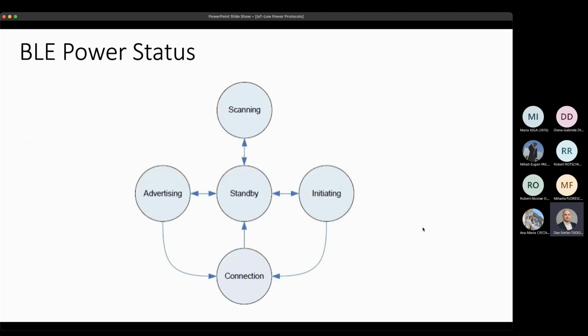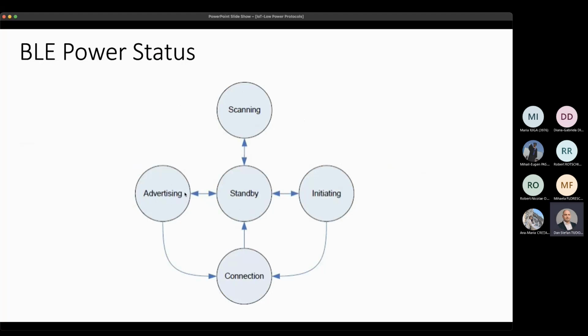There are 5 power states for a BLE device. You can have, let's say, a scanning device, which is not actively connected to anything, but it's periodically waking up and beaconing its presence. So you can actually connect to it. Then, whenever there's a connection event, or you want to advertise your presence, you actually jump to a standby state where you can advertise.